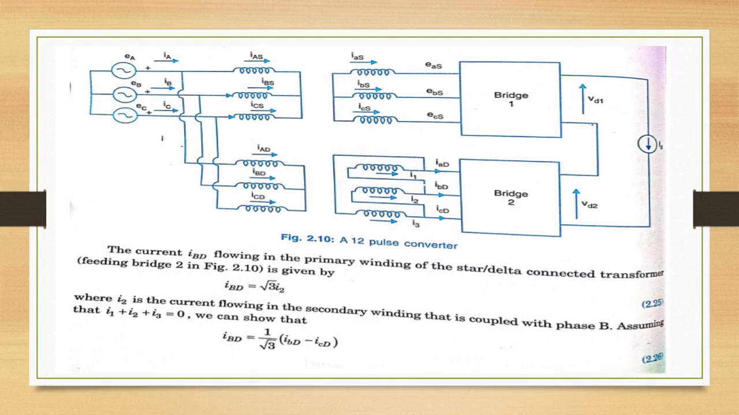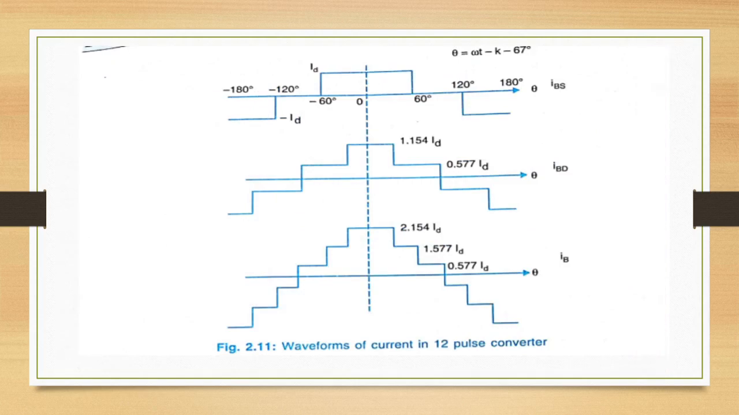So the current IBD flowing in the primary winding of the star-delta connected transformer is given by IBD is root 3 I2. I2 is the current flowing in the secondary winding that is coupled with phase B. Assuming that I1 plus I2 plus I3 is 0, we can show that IBD is 1 by root 3 (IBS minus ICS). The waveforms of IBD, IBS, and IB are shown in this figure.